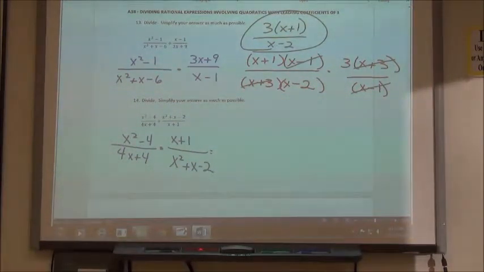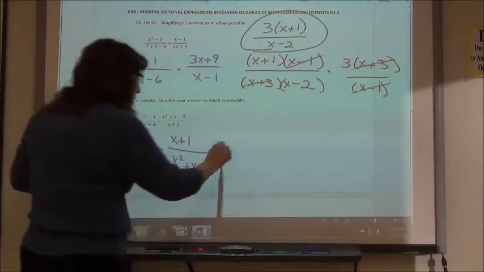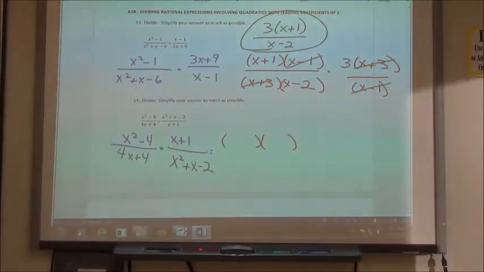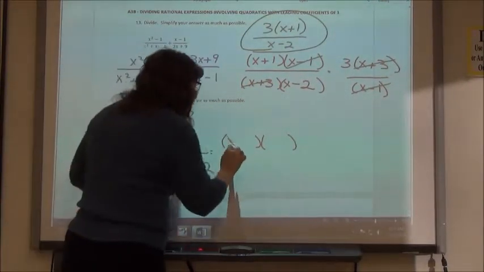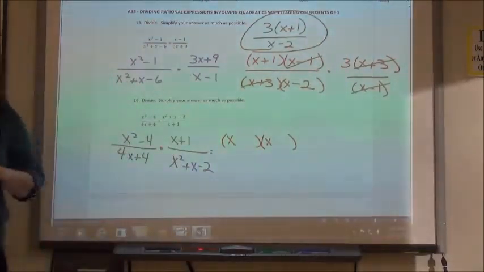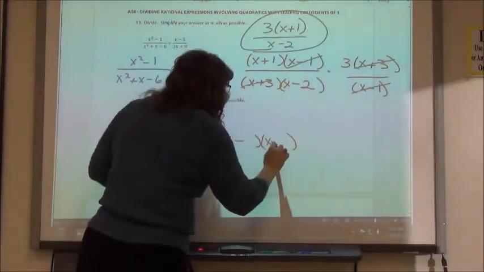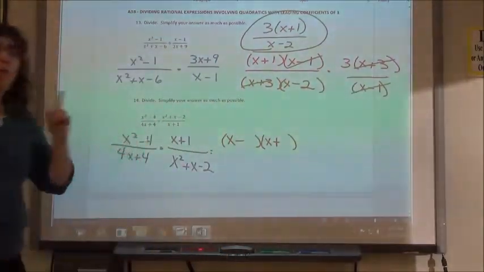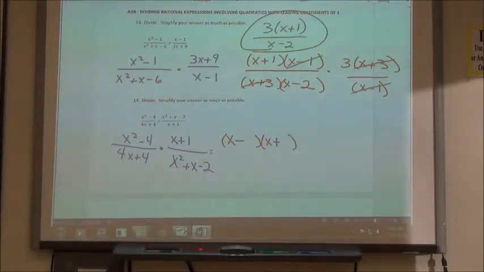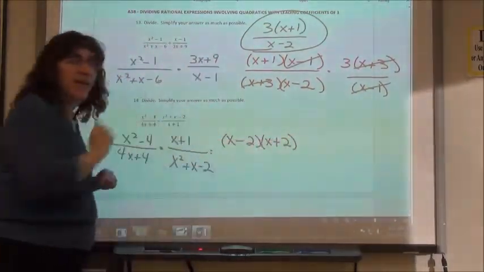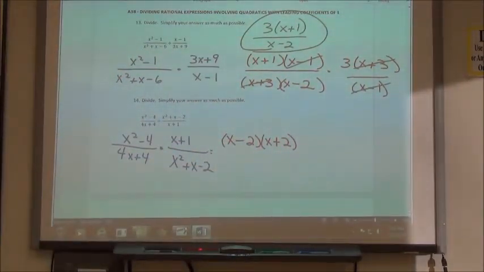Factoring that top one. It's got the squared term. Came from foiling. How do we factor x squared minus 4? We're going to start with the x, x and an x. My signs, negative and a positive, one of each. And factors of 4, 2 and 2. 2 and 2, exactly. Difference of perfect squares has to end up being conjugates, same terms with opposite signs.